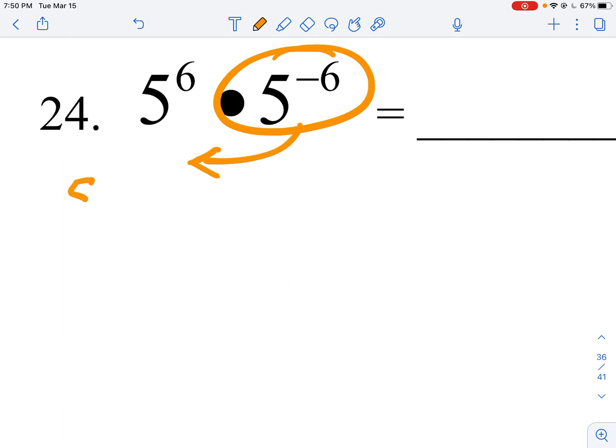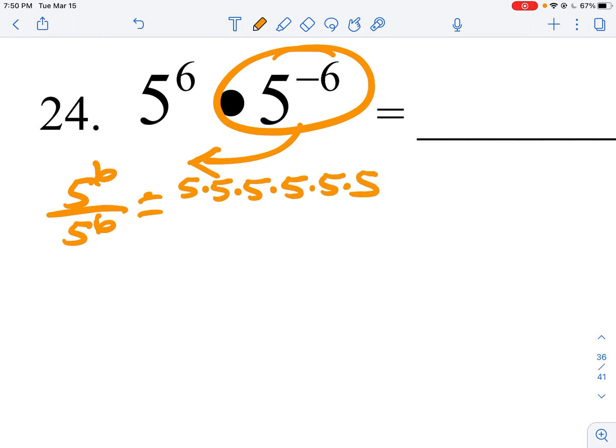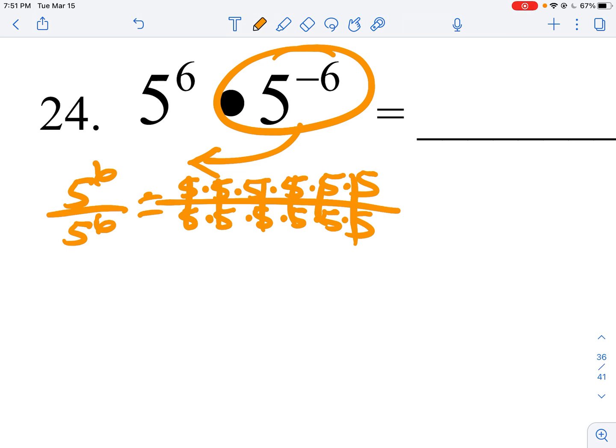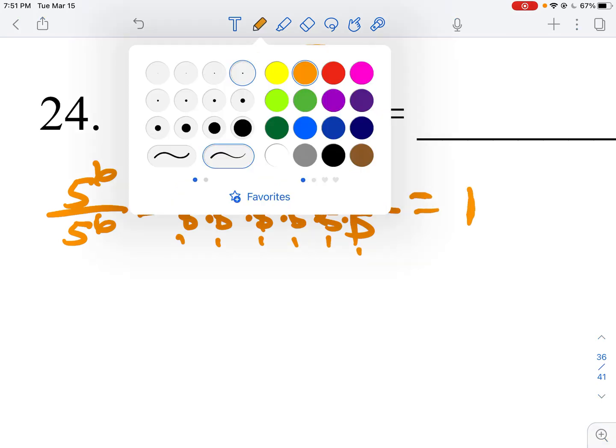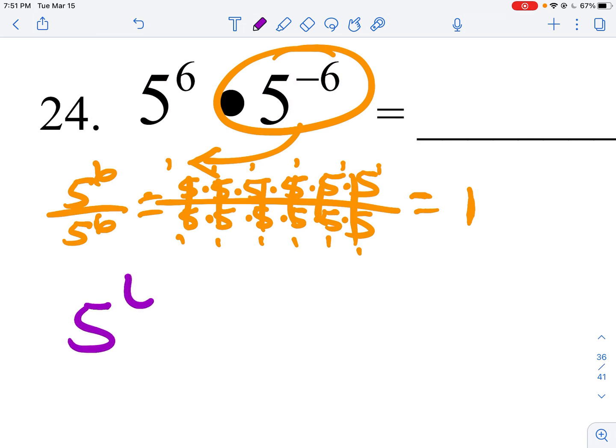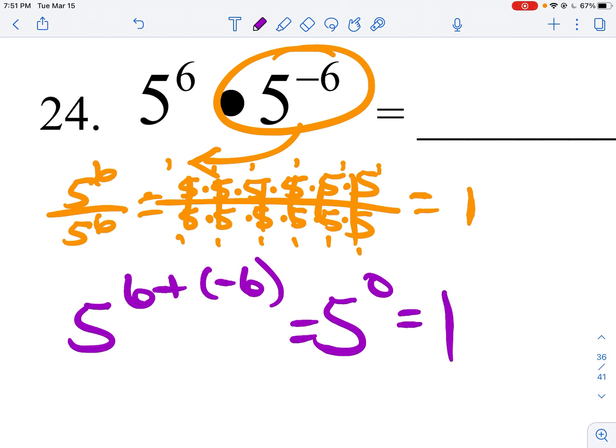So I have 5 to the 6th over 5 to the 6th. Hopefully you know that comes out to 1. Because 5 times 5 times 5 times 5 times 5 over 5 times 5 times 5 times 5 times 5. Cancel, cancel, cancel, cancel, cancel. Those all turn into 1s. So my answer is 1. Now, if you did it using the property, it would be 6 plus negative 6, which is 5 to the 0 power, and anything to the 0 power except for 0 is 1.